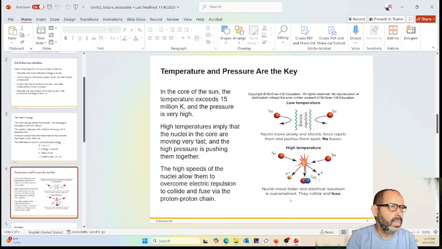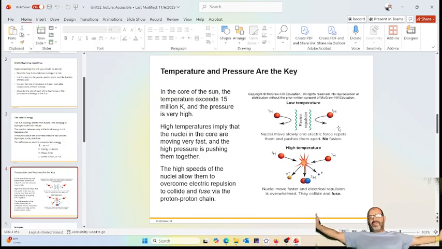Okay. The first element in the whole thing is gravity. Gravity is the one that brings everything closer and closer together. Without gravity, the sun would not exist. We would not be here. Gravity is the one that starts to pull things together because it's an attractive force.